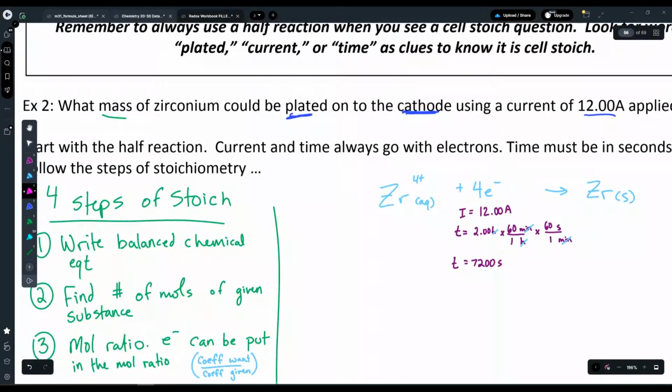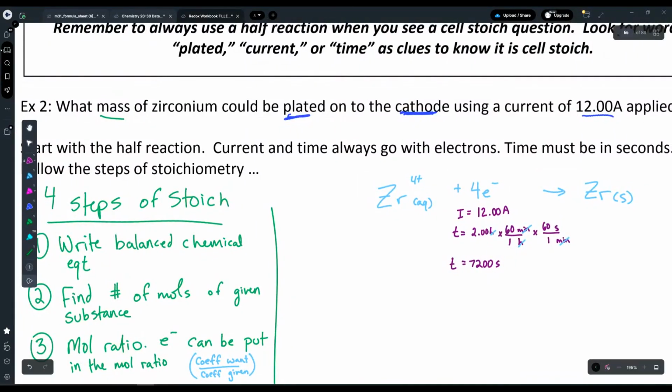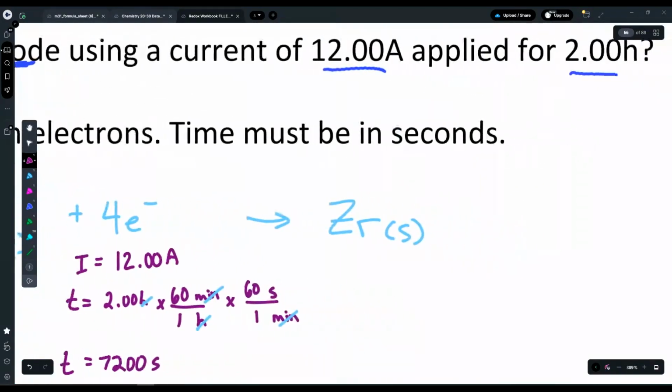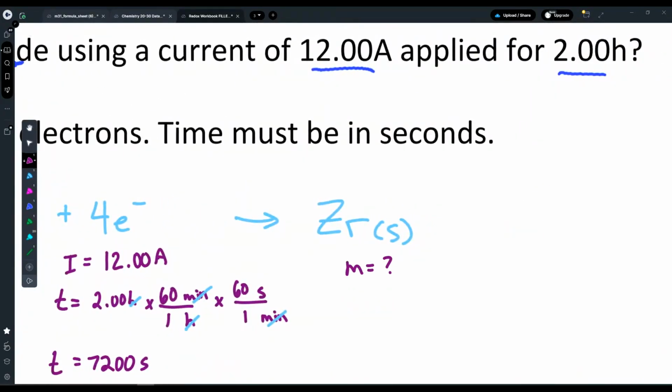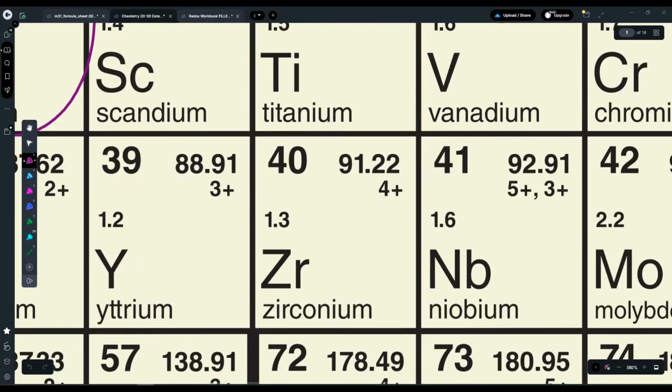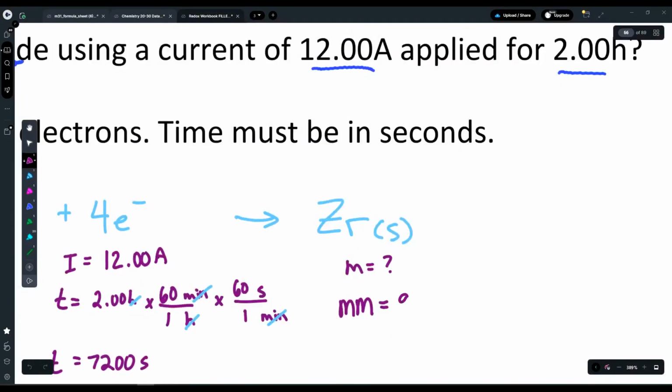What else do we need to worry about? We're asked what mass of zirconium. Anytime you're asked for a mass or you're given a mass, usually you're going to want to figure out the molar mass. Zirconium is not a special element, it's not diatomic, it's not polyatomic, so we just want to find the molar mass of one atom of zirconium. Our molar mass for zirconium is 91.22, and the units are grams per mole.